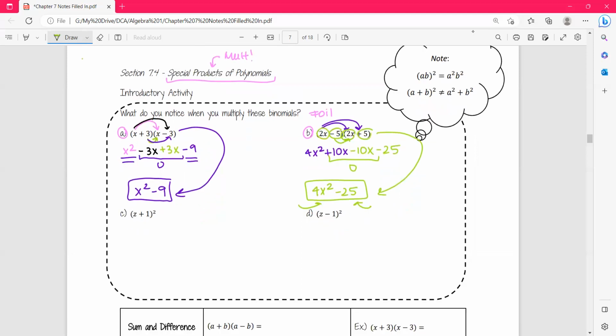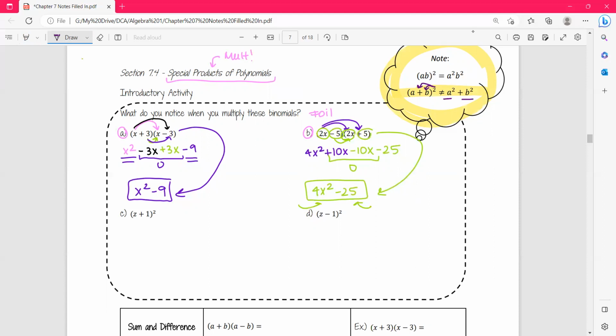C and D, what we have to remember is this note right up here. That's so important. That when we see (a+b) squared, it is not a squared plus b squared. That is not true. We cannot distribute that exponent to everything. That's what this is. That is not true.